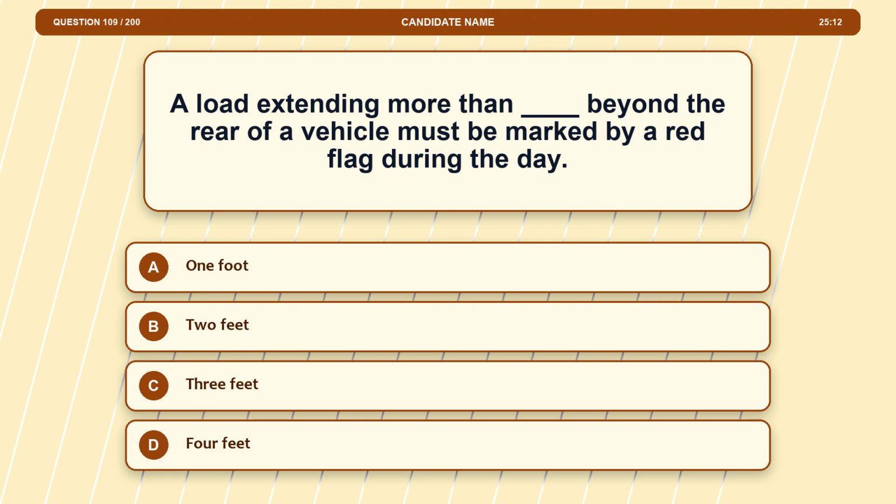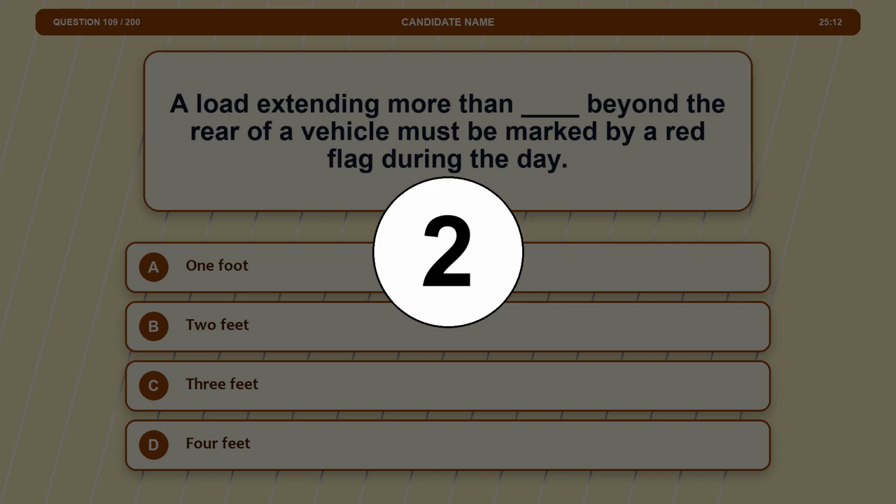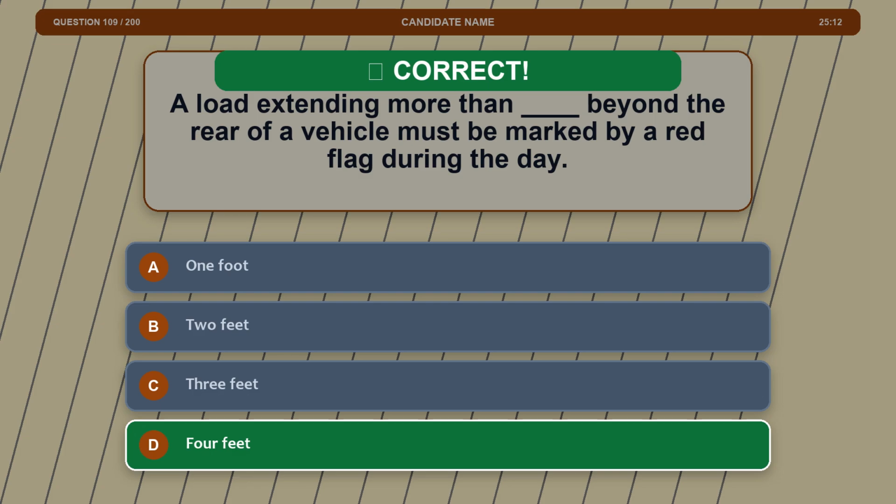Option A, 1 foot. Option B, 2 feet. Option C, 3 feet. Option D, 4 feet. The correct answer is option D, 4 feet.